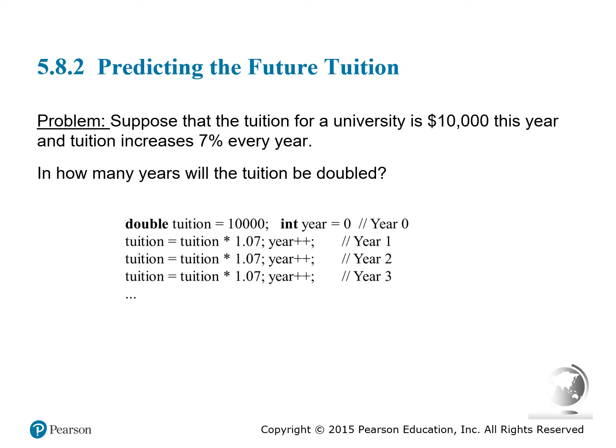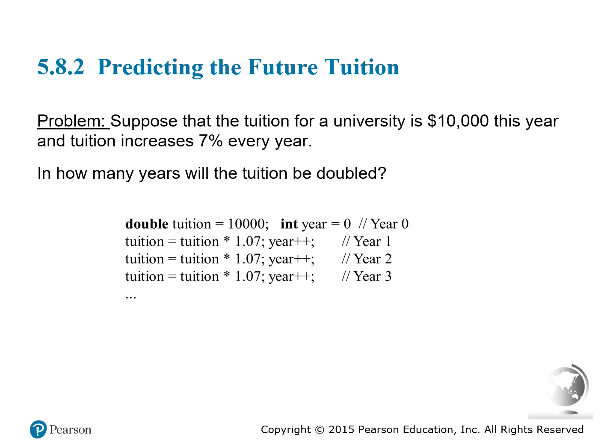In this case study, we wish to predict how many years it will take for tuition to double if tuition increases 7% each year. It is key that we understand that if tuition increases 7% each year, then the tuition for the next year will always be 107% of the tuition for the current year, or tuition multiplied by 1.07.